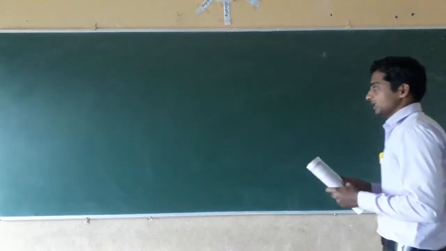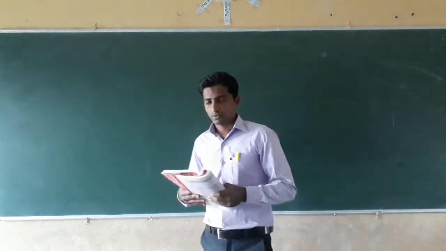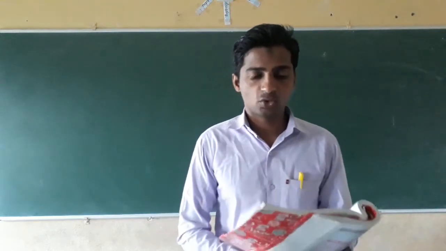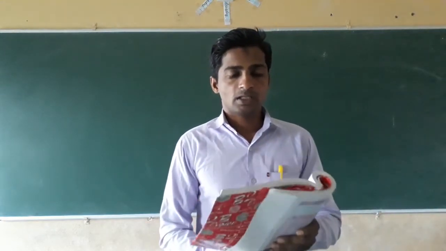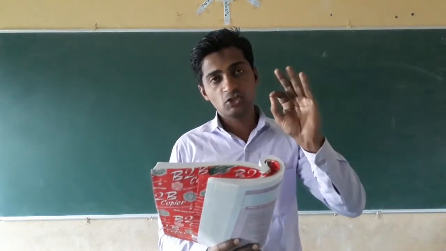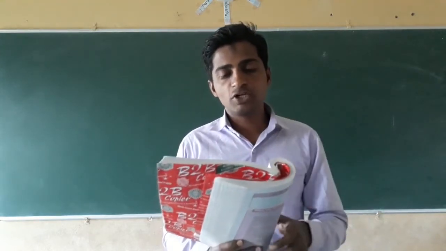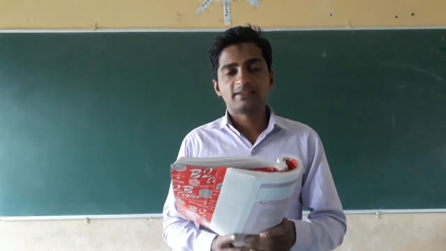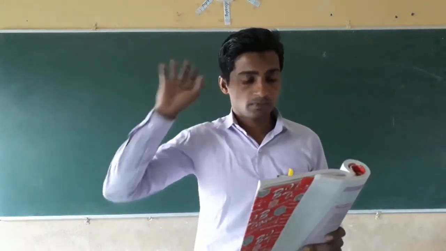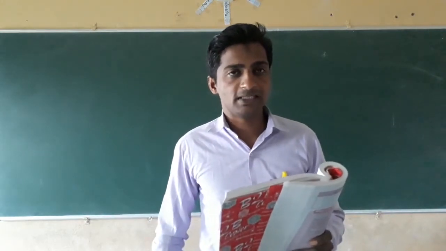Sexual reproduction takes place through budding in. They have given the options. Option A, amoeba. Option B, yeast. Option C, plasmodium. Option D, leishmania. Budding occurs in yeast. The correct answer is B, yeast.